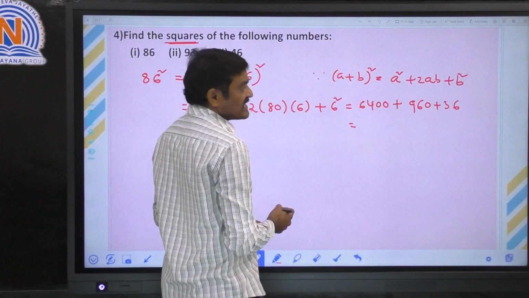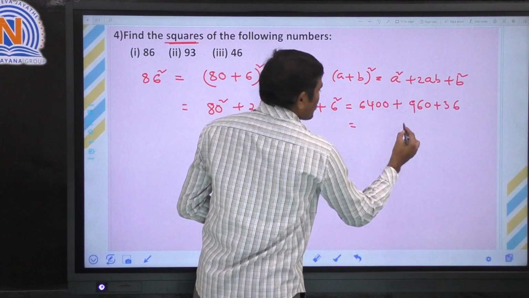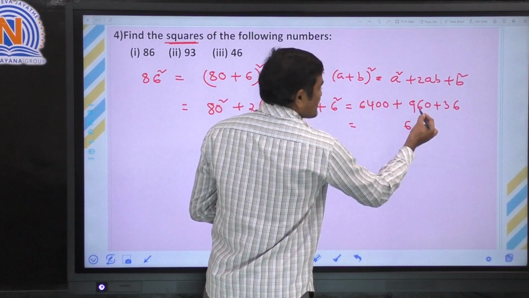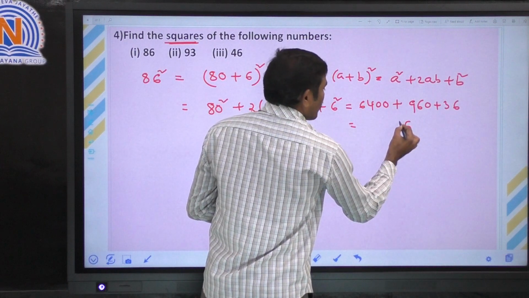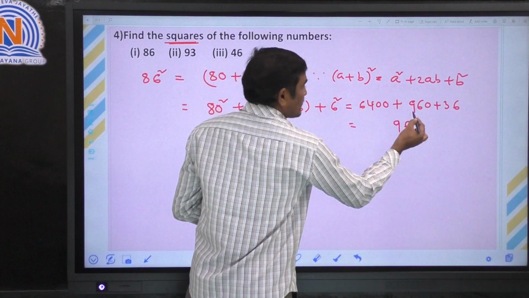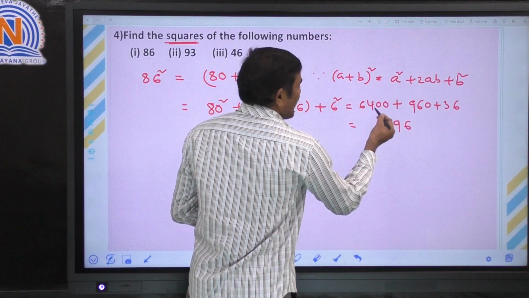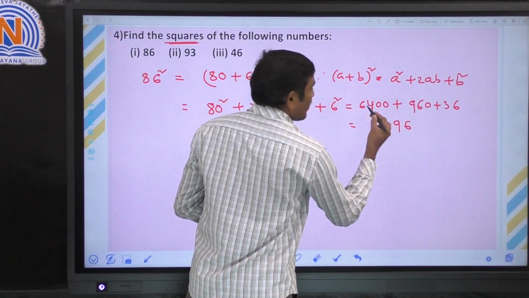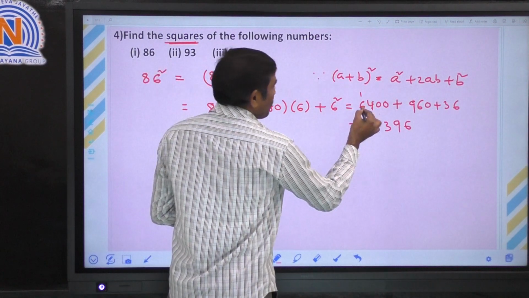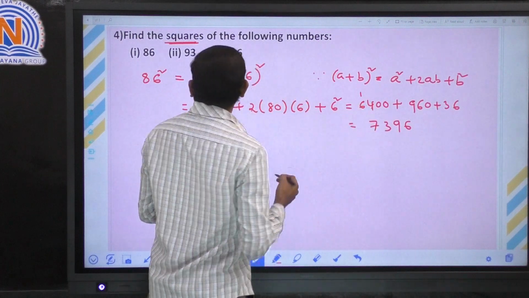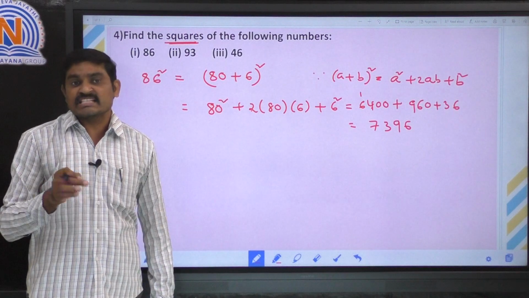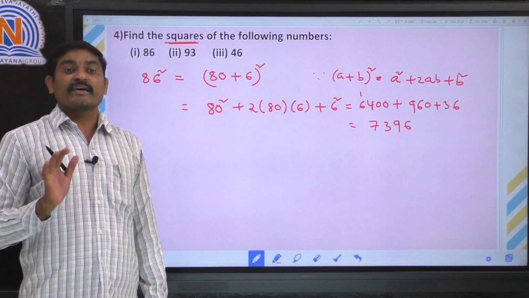Now we'll add the unit digits. 6 plus 0 plus 0, 6. Now move on to the tens digit. 3 plus 6, 9, 9 plus 0, 9 only. Now here hundreds digit. Hundreds digit is 9. 9 plus 4 is 13. 3, and one more digit here, 1. So thousands digit: 1 plus 6 is equal to 7. So 86 square is equal to 7396. In this way, easy way, we can find the square of any number.